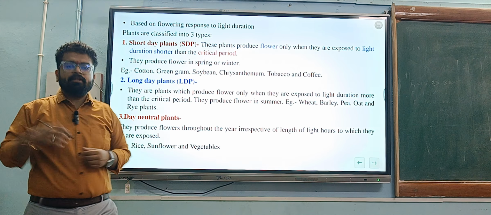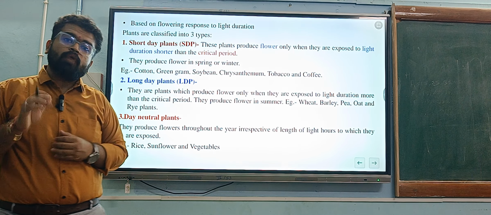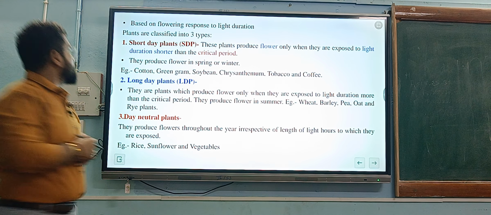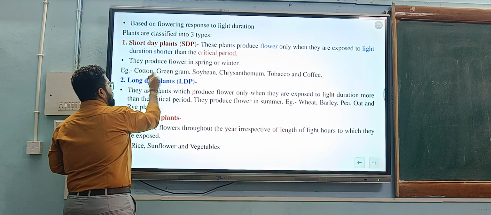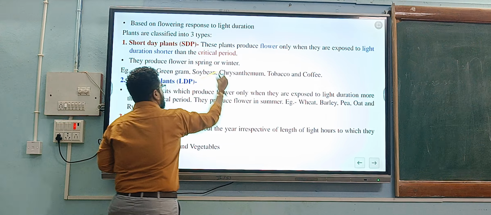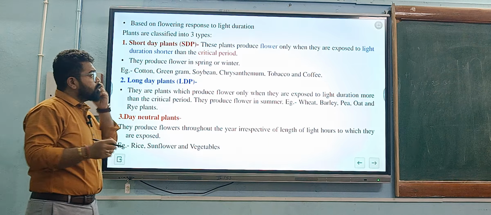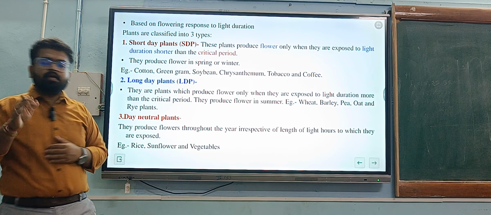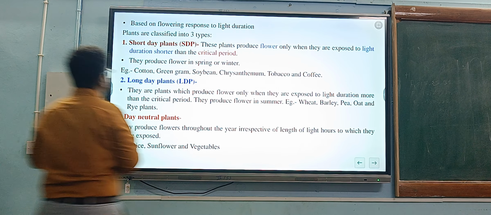Generally, when they are exposed to a day length of less than 12 hours, such plants are called short day plants. For example, cotton, green gram, soybean, chrysanthemum are all short day plants. They respond to the critical period of light when they require less than 12 hours of day length. Such plants are called short day plants.